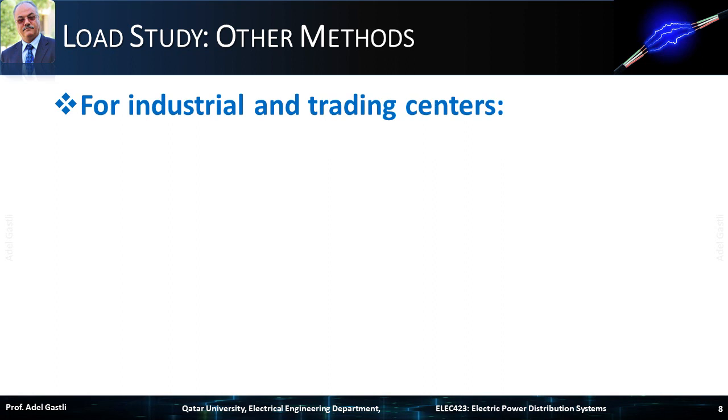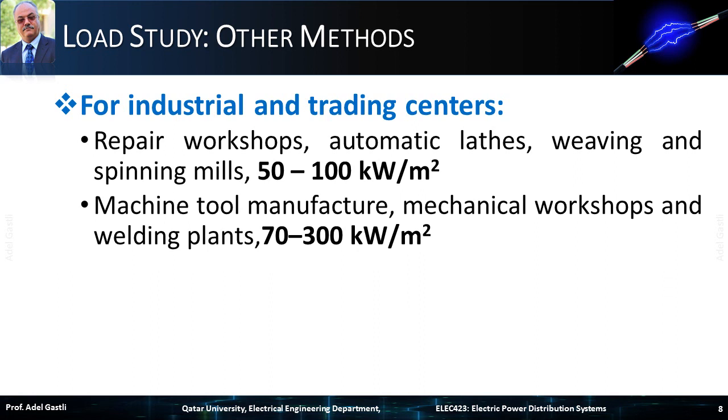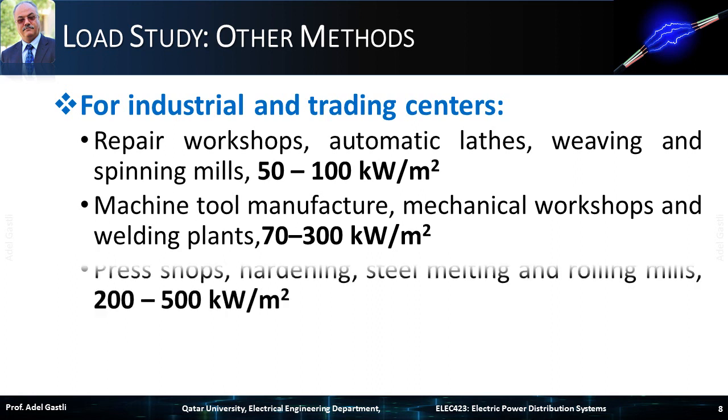For industrial and trading centers. For instance, for repair workshops, automatic lathes, weaving, and spinning mills, the load density is between 50 and 100 kilowatts per square meters. For machine tool manufacture, mechanical workshops and welding plants, the load density is between 70 and 300 kilowatts per square meters. For press shops, hardening, steel melting, and rolling mills, the typical load density is in the range of 200 to 500 kilowatts per square meter.